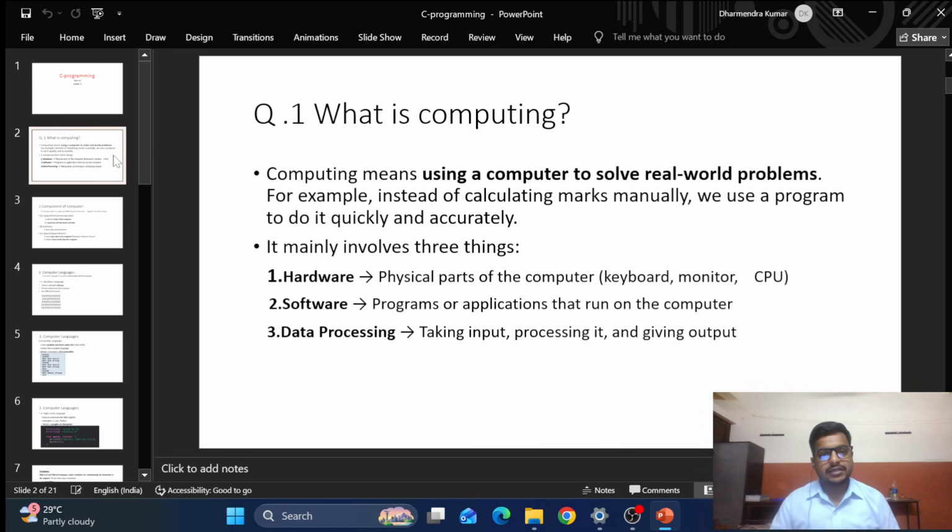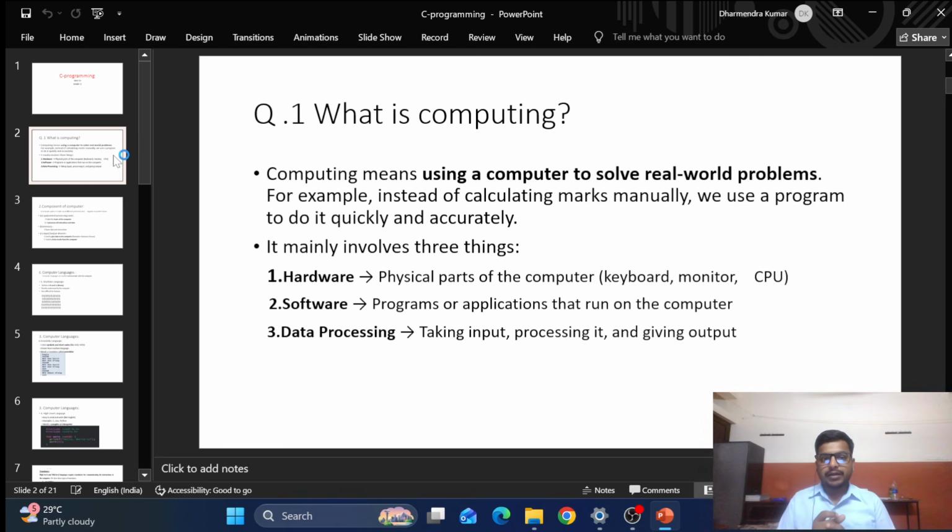Now the first topic I'll cover today is computing. Does anyone know what computing is? What is the meaning of computing? So computing means suppose you want to perform any task with the help of computers, or you are solving any real world problem by using computers. For example, suppose you want to add two numbers. For adding these two numbers, you are taking the help of computers. So this is called computing.